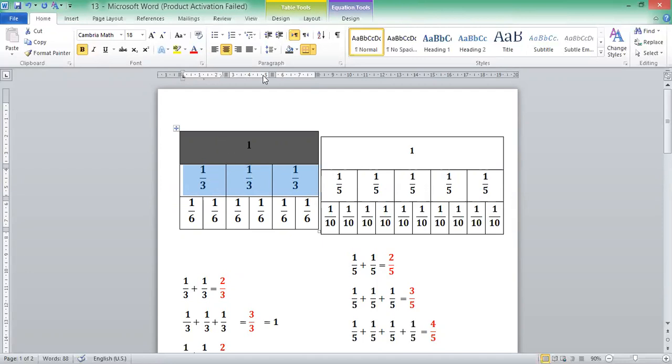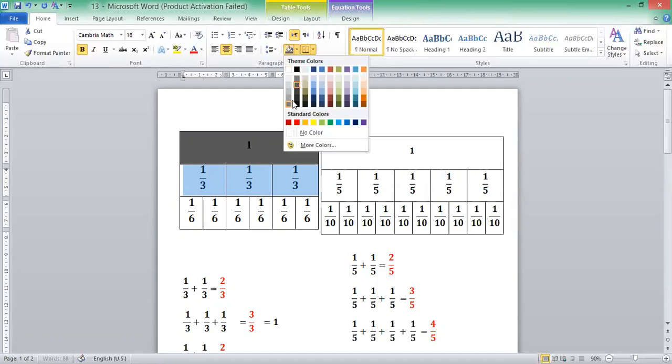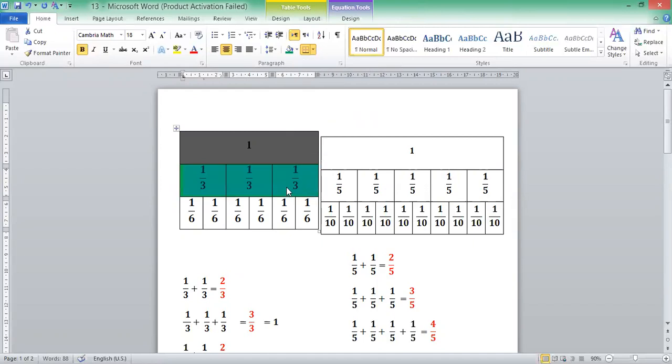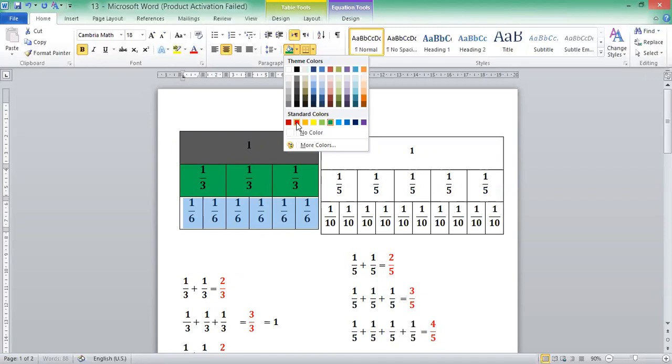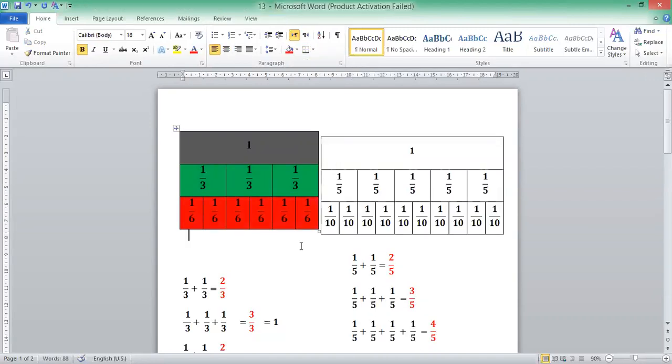And the second portion is divided into three parts. Each part is called 1/3, 1/3, 1/3. It means when we add these three parts, we get again 1. This is the third portion. I'm going to highlight this one with red color.